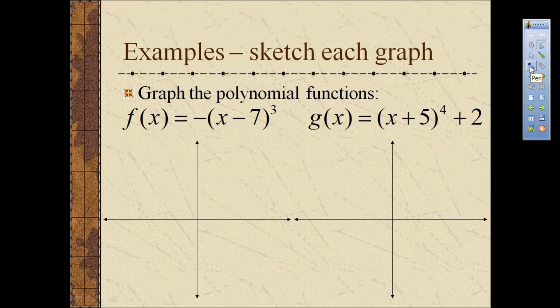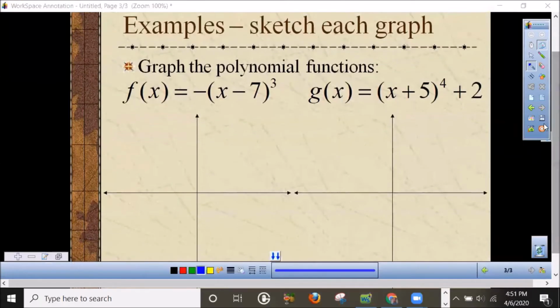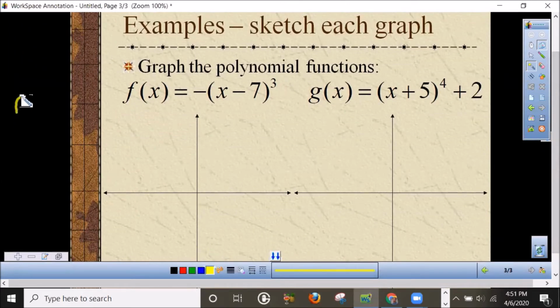Negative quantity x minus 7 to the third power. So to graph f of x, first of all, we know that this is a cubic function, and a cubic function has a basic swoosh shape, either like this or like this.